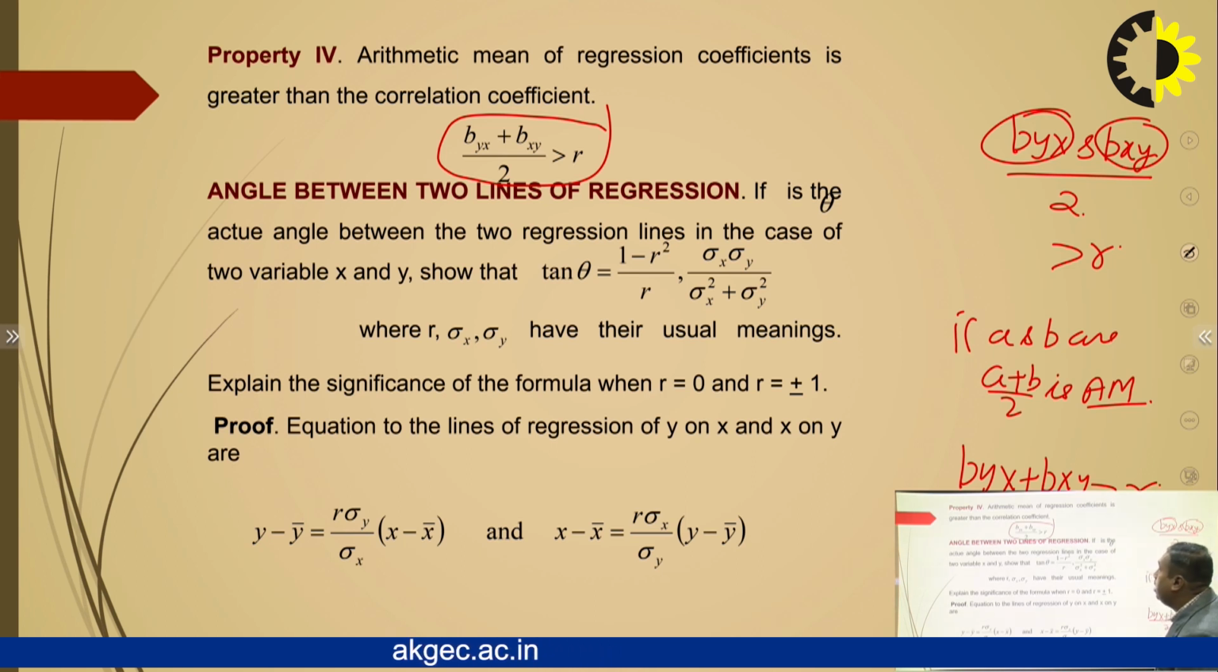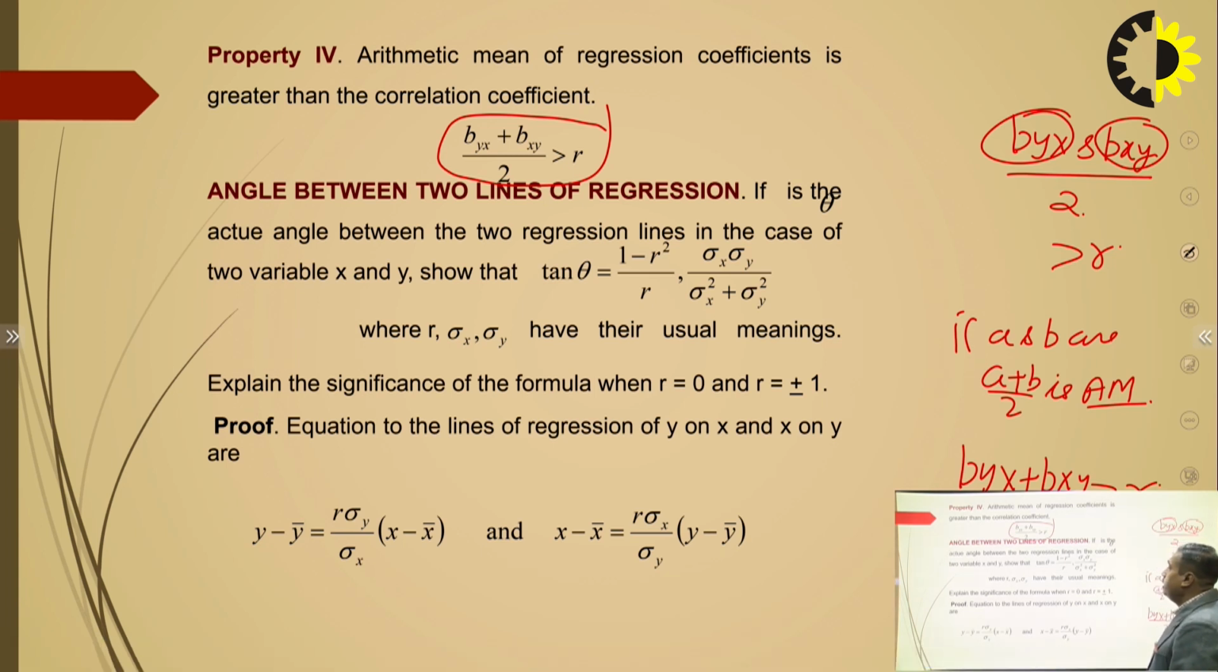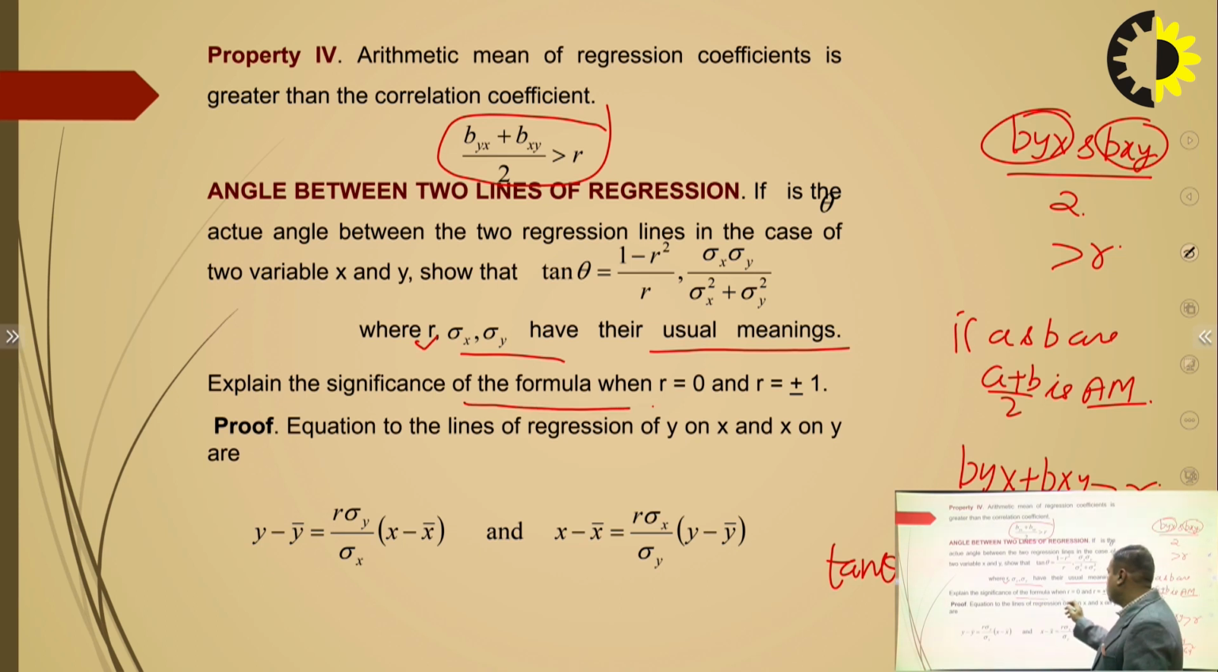Now we shall take the angle between the two regression lines. If theta is the acute angle between the two regression lines of the two variables x and y, then tan theta is denoted by (1 minus r square) upon r, times sigma x sigma y upon (sigma x square plus sigma y square), where r is the coefficient of correlation, sigma x and sigma y have the usual meaning. We will discuss the significance of the formula when r is equal to 0 or r is equal to plus or minus 1.